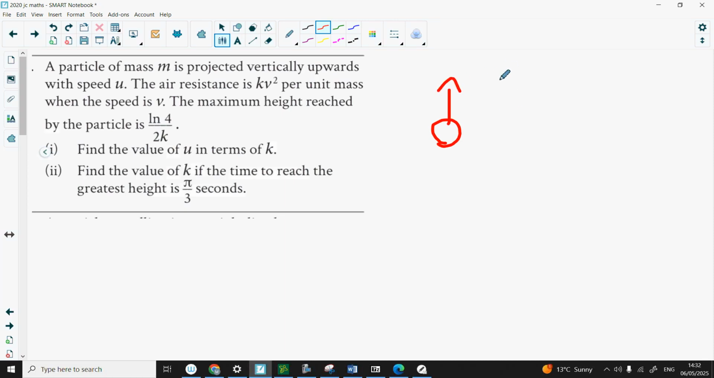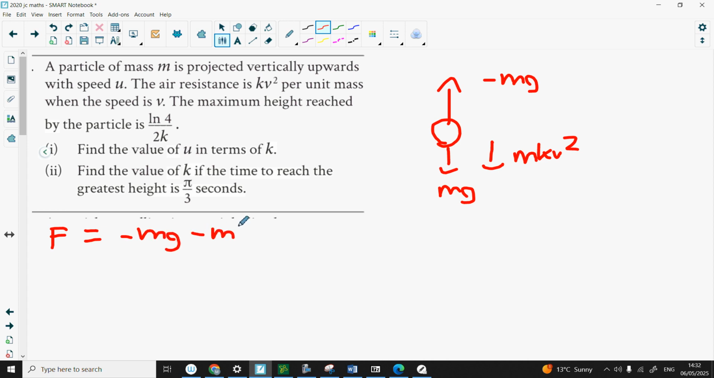The bar goes up, and then minus mg because your weight's going downwards. Wind resistance is working against you. Air resistance is kV squared per unit mass, so that'll be m kV squared, which means our net force is minus mg minus kV squared. Net force is ma, and that means a is minus g minus kV squared.